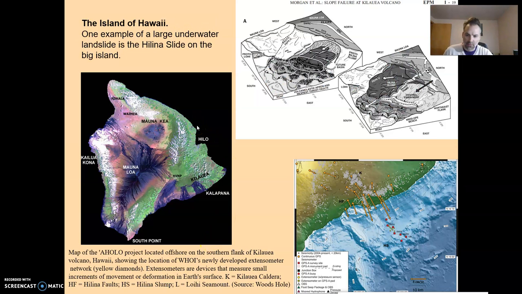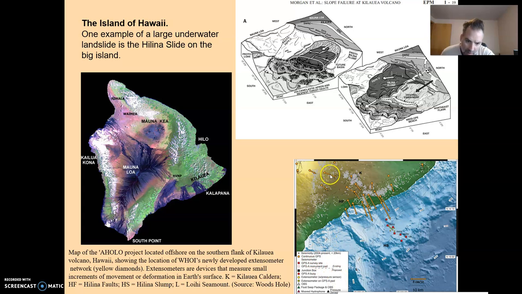And here's kind of more details of that. Here's Mauna Loa, and it was one of these large underwater landslides called the Hilina slide on one of these islands. And here's a diagram showing where the Hilina slide occurred. And what the Woods Hole Oceanographic Institution also did is they monitored the deformation or displacement of this landslide by placing these, they call them extensometers. They can place them on the soil, and they can actually measure the displacement. And here's what that's showing.